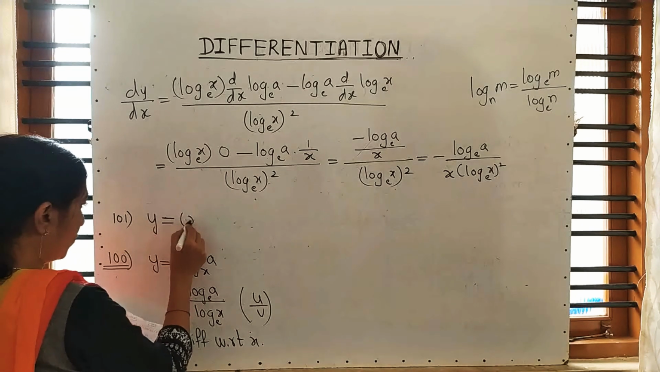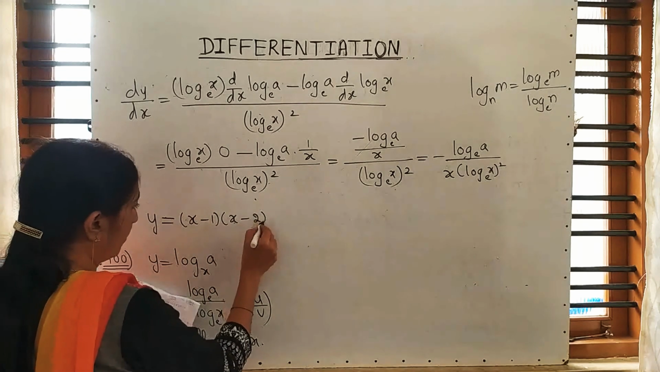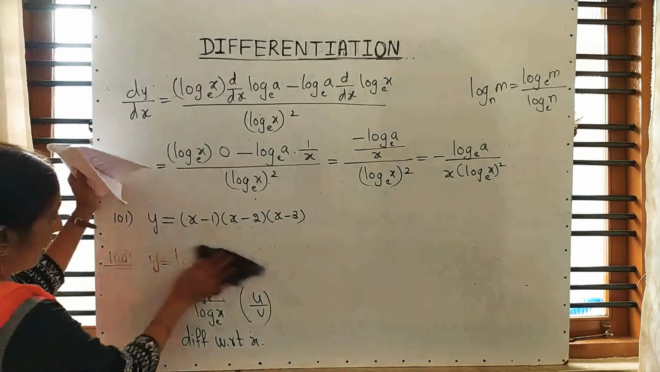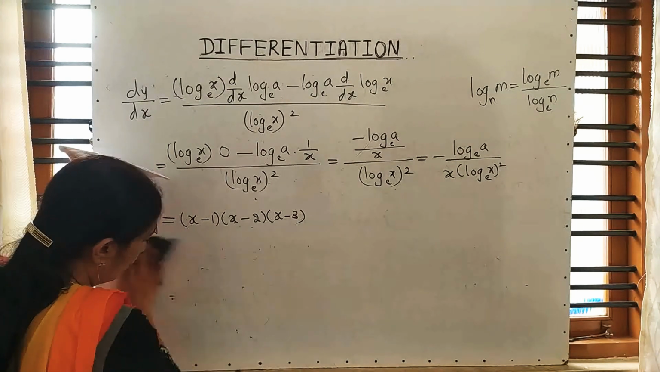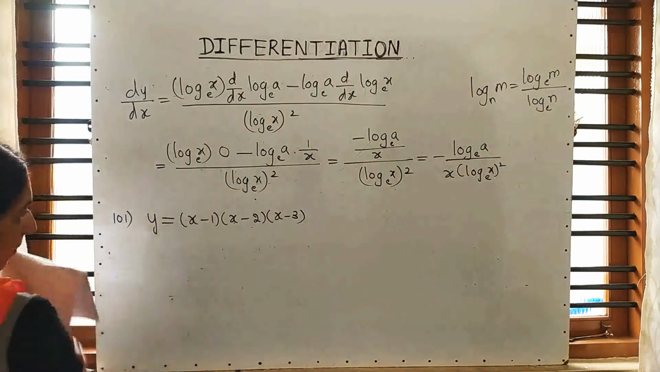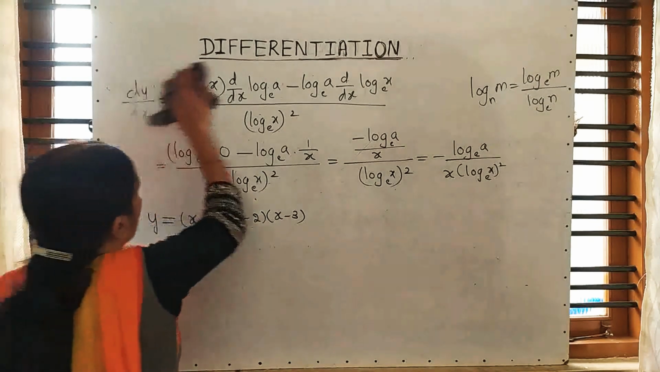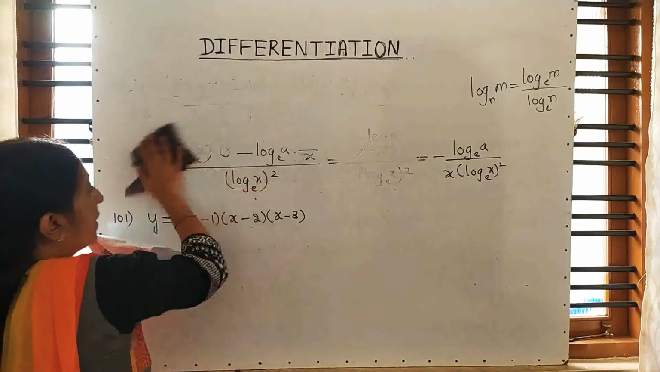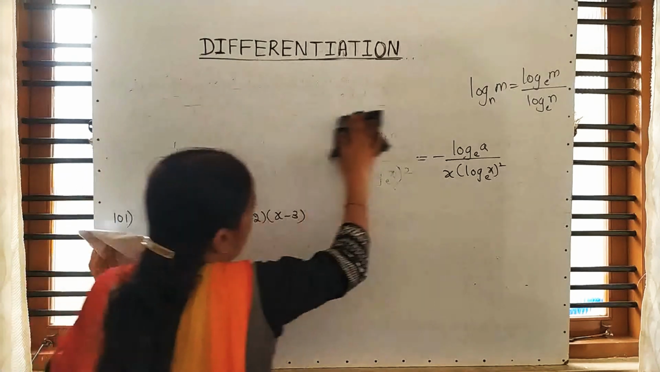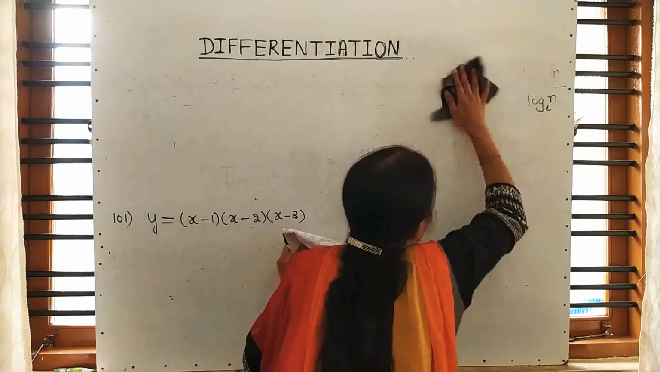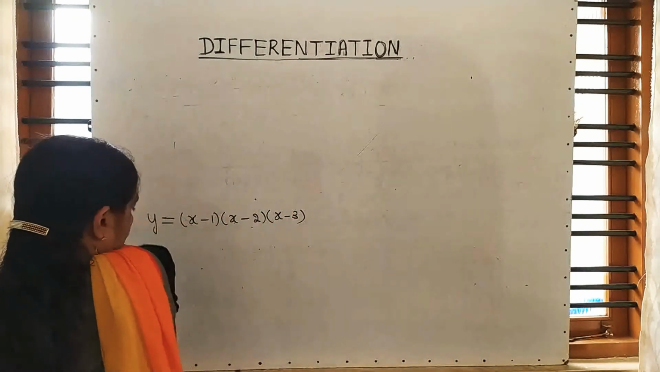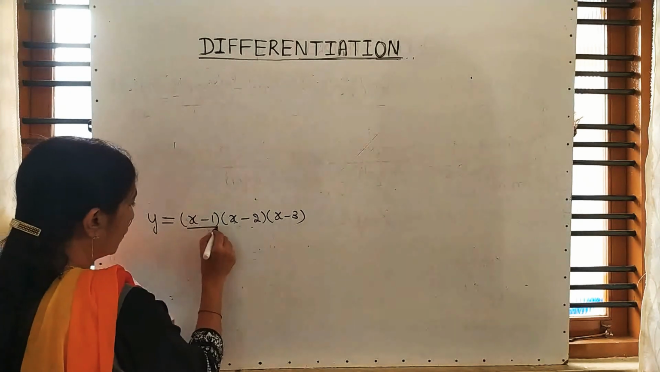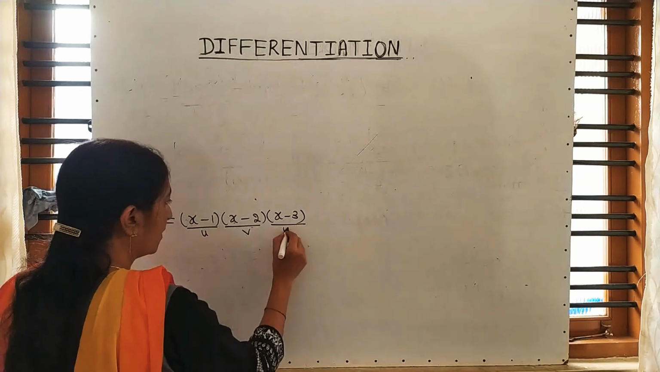Y is equal to x minus 1, x minus 2, x minus 3. And here, if you want, you can remove the brackets and differentiate, or you can go for u, v, w. Whichever you feel convenient, apply that one. I am applying u, v, w, and you can remove all three brackets, simplify, then differentiate. And compare your answer with whatever I am solving. You will get the same answer. So I am applying u, v, w.